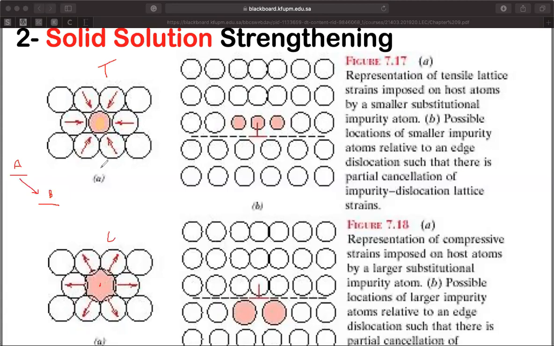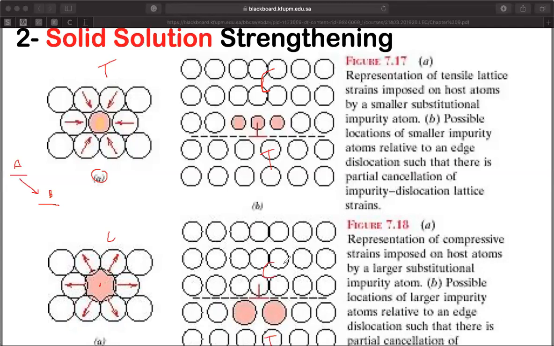So if you look now at this, the first part, what's happening, this is going to result in a tensile field. But also we know that if a material has dislocations, there is a certain strain field associated with the dislocation. So on top of the dislocation, we got compressive, and below the dislocation, you got tensile.